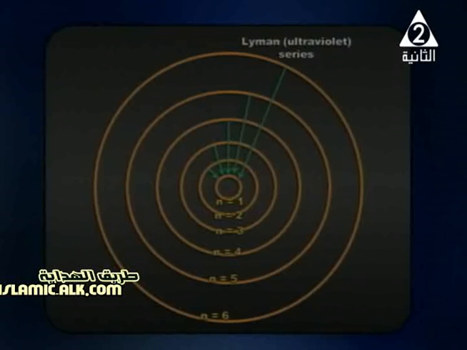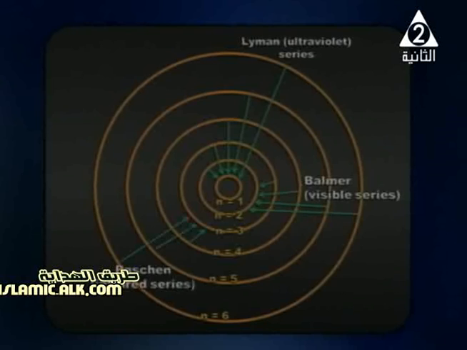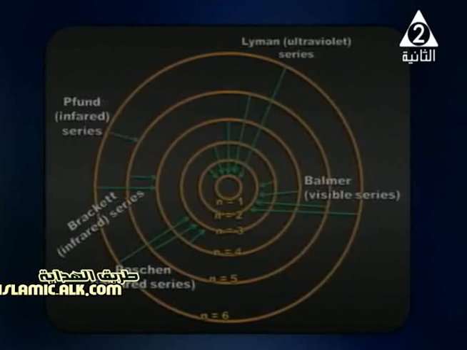And what if they relax to the second energy level, n equals 2? The Balmer series is produced. When they relax to n equals 3, we've got Paschen, which falls in the infrared region. We've got the Brackett series when it falls to n equals 4, and Pfund when it relaxes to the energy level n equals 5. We'll take it one by one.